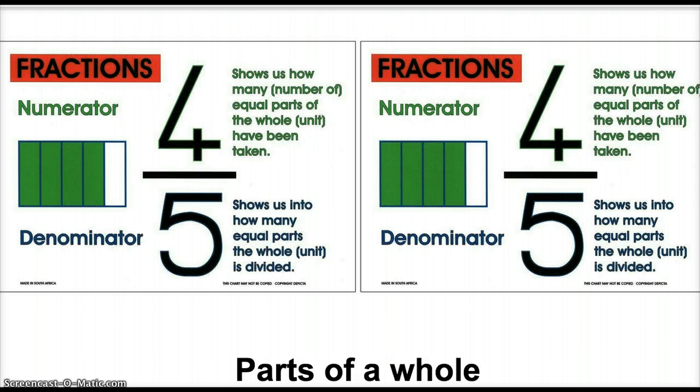A fraction has two parts to it. The top number, which is called the numerator, tells us how much we are using. We are using 4 equal parts. The bottom number is the denominator. It tells us that the whole is cut into 5 equal parts.